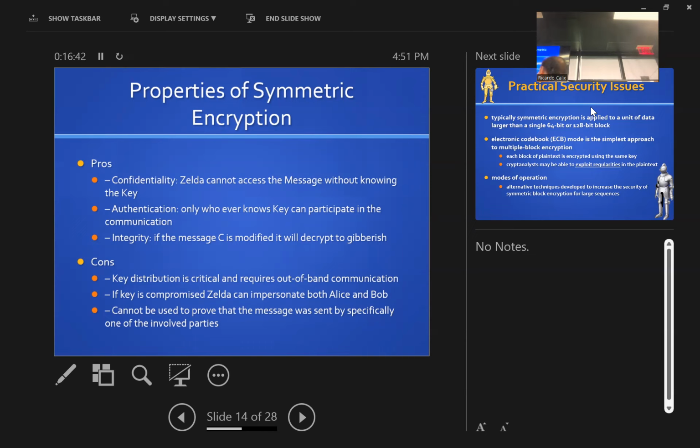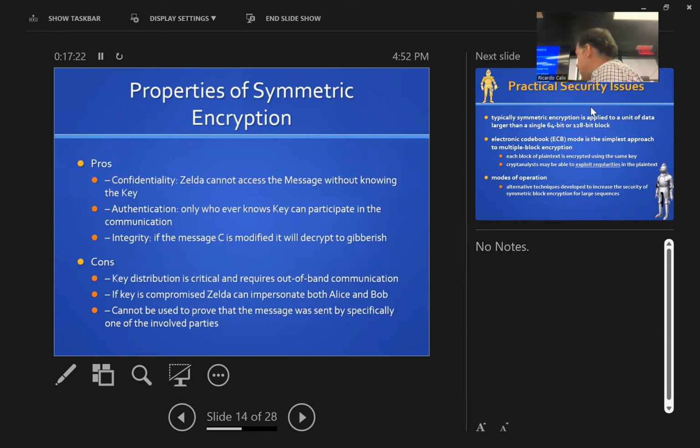The cons of symmetric encryption, or secret key encryption, or block encryption. Con number one: key distribution is critical and requires out-of-band communication. What that means is Bob and Alice almost have to meet beforehand at a coffee shop and exchange the key. There's no other way to securely do it, and even then somebody could be eavesdropping. That's the problem that symmetric encryption does not solve for you, so we've got to find a better solution.